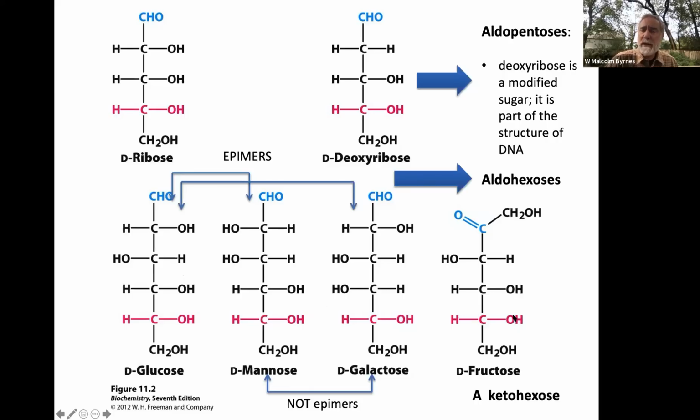Now, fructose, right, is a ketohexose. It has 6 carbons, 1, 2, 3, 4, 5, 6, but it also has that ketone functional group. And when it cyclizes, it will form a furanose ring. And we're going to see that in just a minute. Any questions?